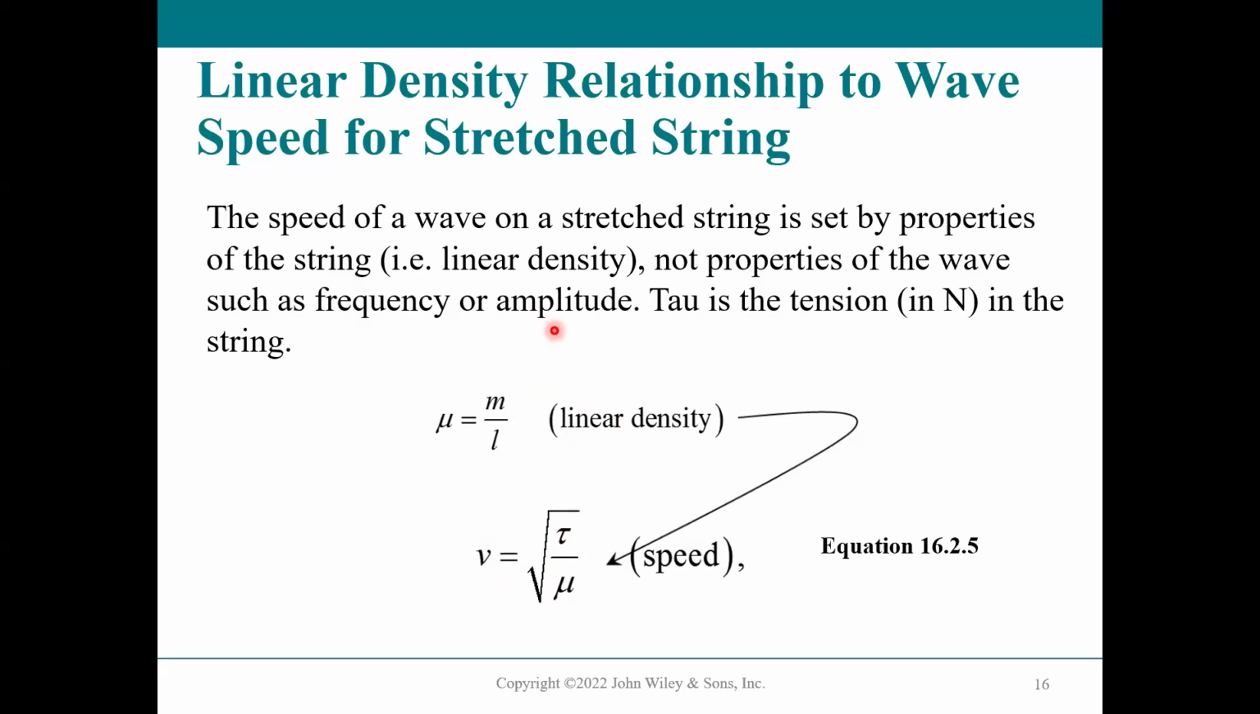We have a string. We can calculate the speed, where tau is the tension of the string and mu is the linear density. The mu here is the mass of the string divided by the length of the string.